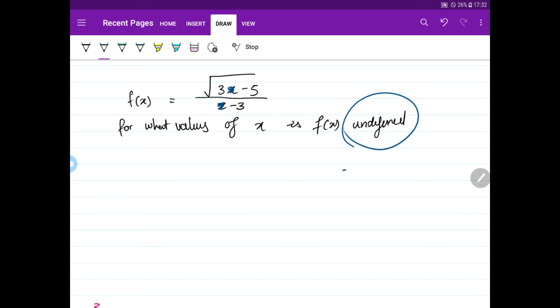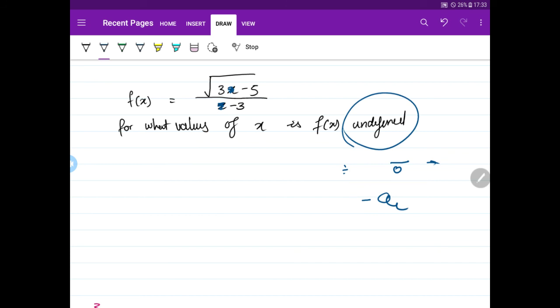Or we cannot take the negative inside a surd. But you can, that's working in complex numbers, but that's not in our syllabus, right? For all intents and purposes, it's still undefined, right? There's no definition prescribed to it. So this answer will be for when inside the surd there's a negative. So when 3x minus 5 is less than 0, or when this denominator is equal to 0.